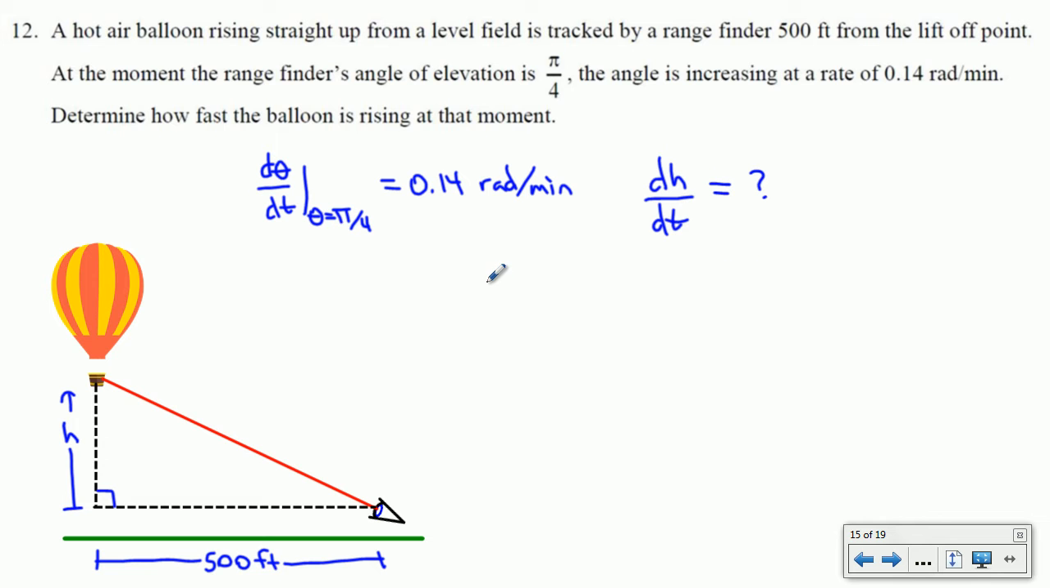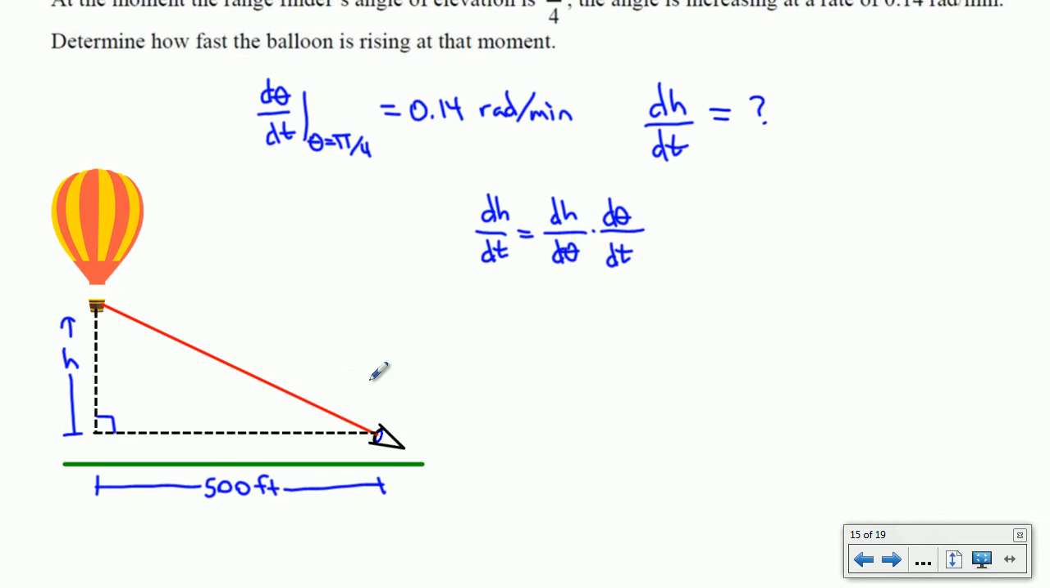We can start with chain rule. If we want to know what dh dt is, we can break it down in terms of dh d theta and d theta dt. So when these are multiplied together, these d thetas essentially cancel and we're left with dh over dt. The way that h is related to theta is with this right angle triangle.